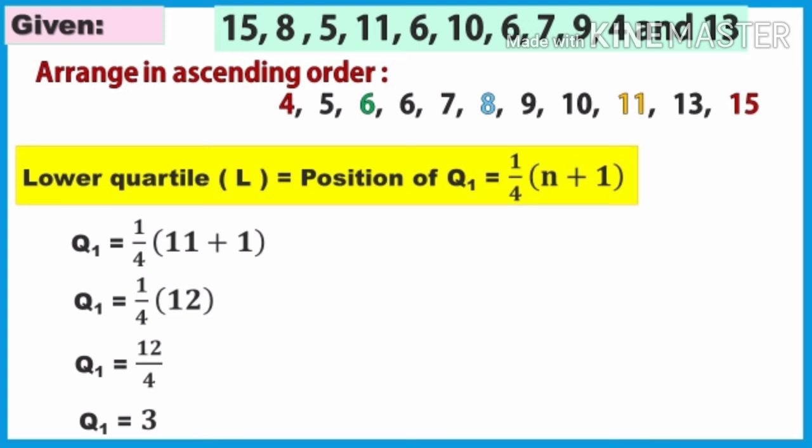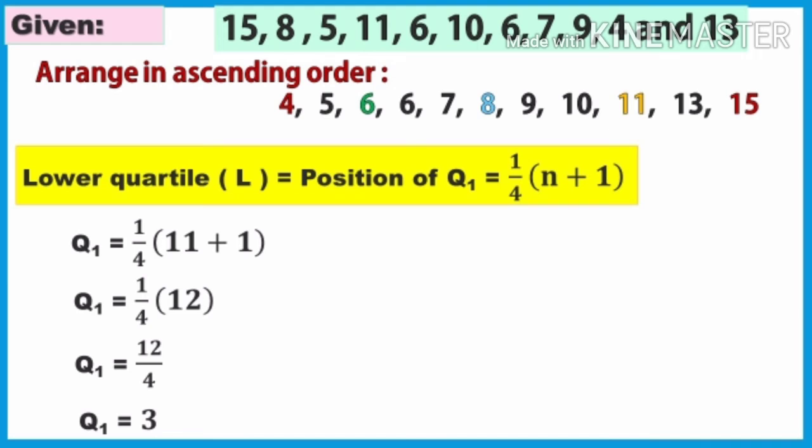So, sasubstitute lang natin yung n, which is yung number ng data, kung ilan yung number ng data. So, kung bibilangin natin yung data, it is 11. Okay, so substitute, we have the first quartile equals 1/4 times n is 11. So, we have 11 plus 1. Okay, the next step, first quartile equals 1/4. 11 plus 1 is 12.